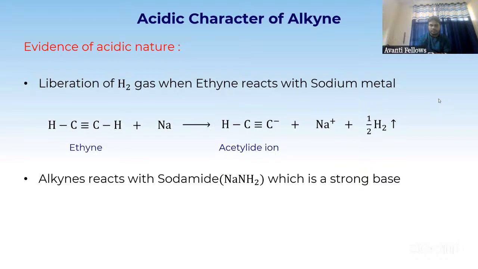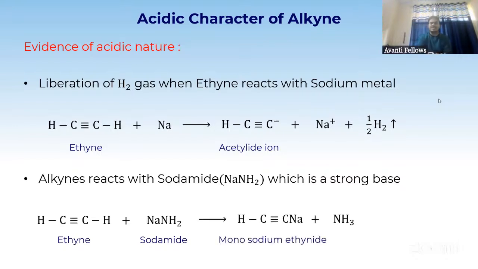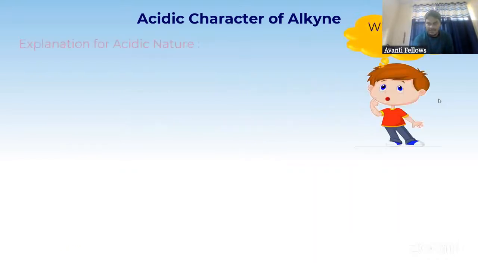Now alkyne also reacts with soda amide, that is NaNH2, which is a strong base. Okay, so it also gives evidence that this is acidic in nature. So whenever ethyne is treated with NaNH2, monosodium ethynide plus ammonia is formed. Now, the question arises, why is ethyne acidic? It is proof that जो इथाइन होगा वो एसिडिक होगा.